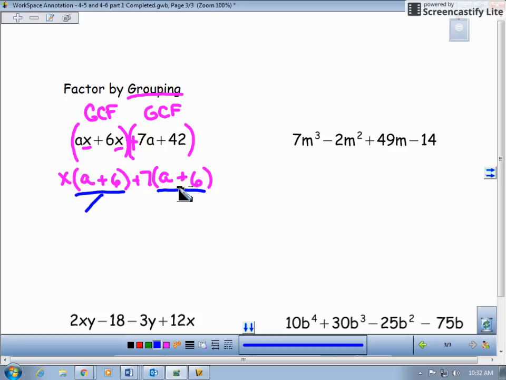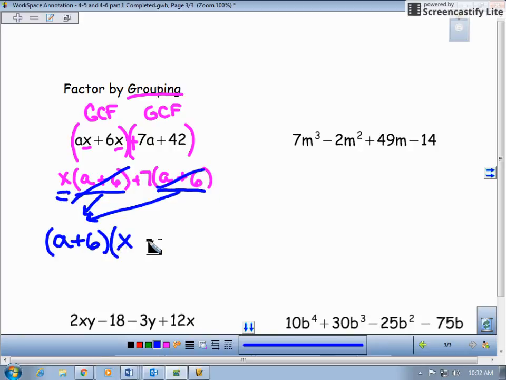So I'm going to take that binomial, and now I'm going to factor that binomial out. So a plus 6, a plus 6. So when I factor an a plus 6 out of this, what am I left with? Well, I'm left with just x. When I factor an a plus 6 out of this, I'm left with 7, and it's a positive 7.